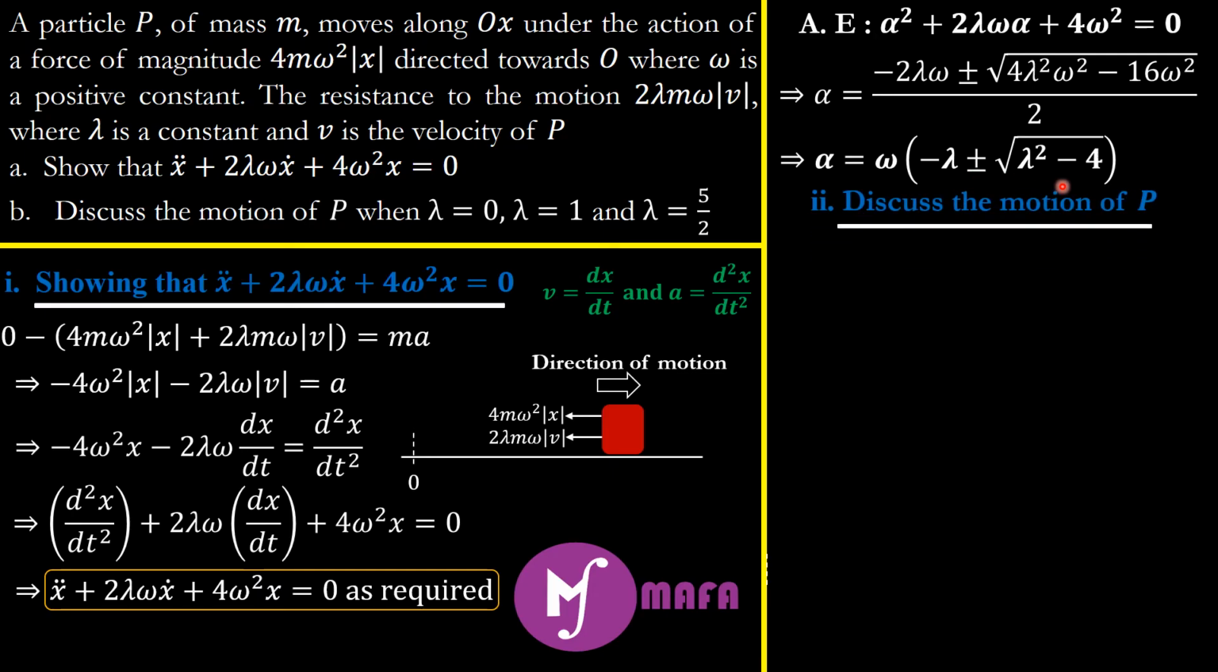Now to discuss the motion of this particle, we need to use the conditions that have been given. For lambda equal to 0, we can get alpha. Our alpha will be plus or minus 2i omega if we simplify perfectly, because 0 will be here.